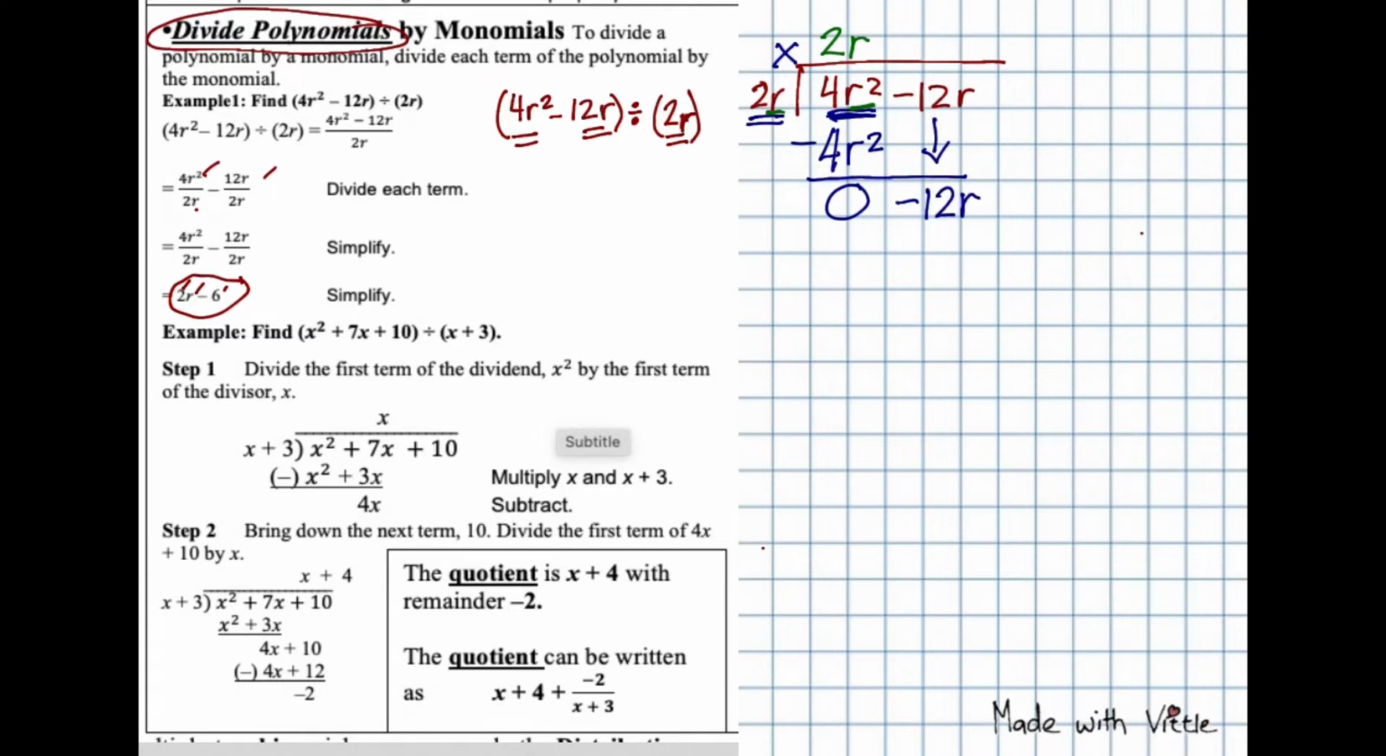Negative 12r divided by 2r. Negative 12 divided by 2 is negative 6. Then multiply negative 6 by 2r, which is negative 12r. Down here, we're going to have to subtract, therefore this one will change into positive. So we really have to subtract these two terms, and it will cancel out to 0.